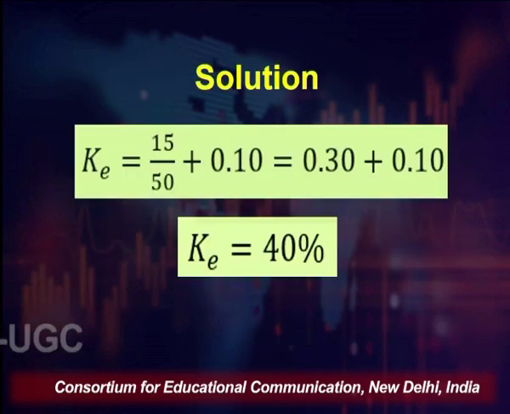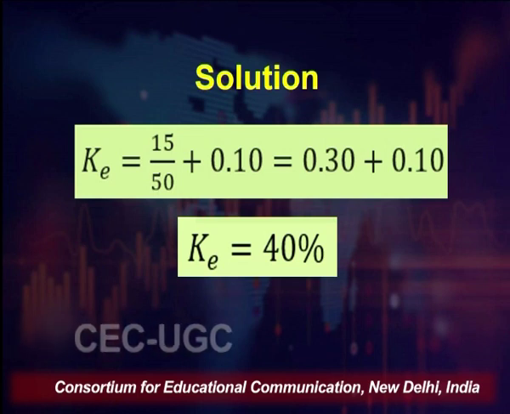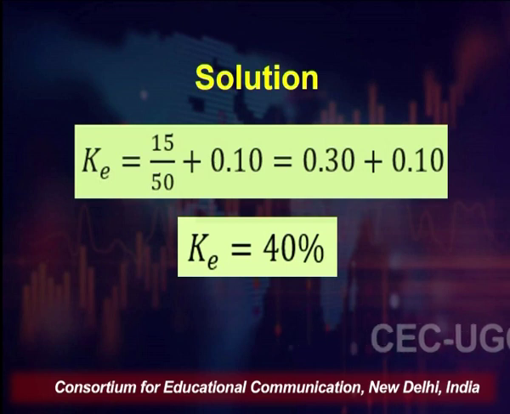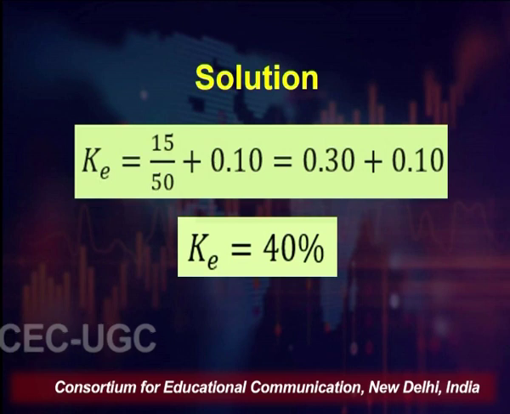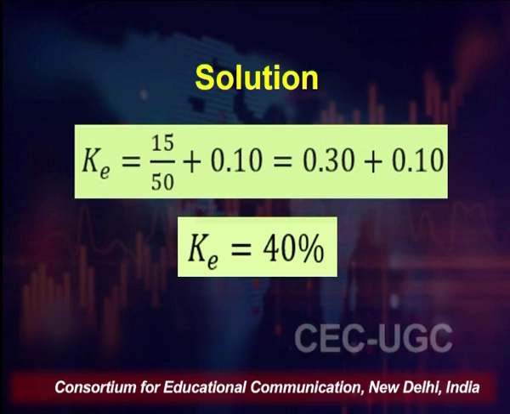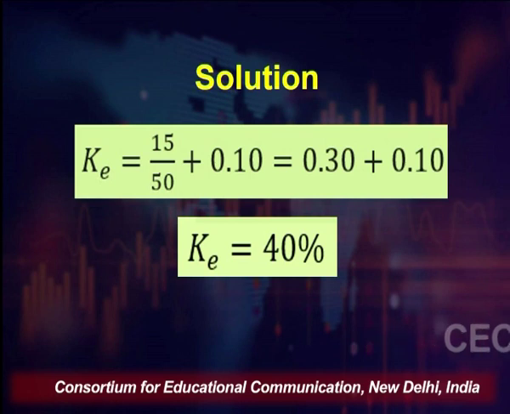We will simply place the values in the formula where KE is equal to 15 divided by 50, market price of share, plus growth rate, that is 10%. Now, 10% is written as 0.10 here. The value we will get is 0.40, which is 40%. So, cost of equity in case of constant growth here is 40%.